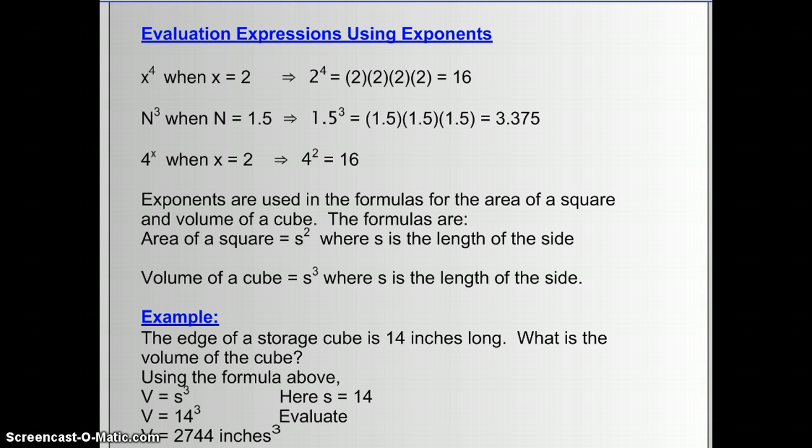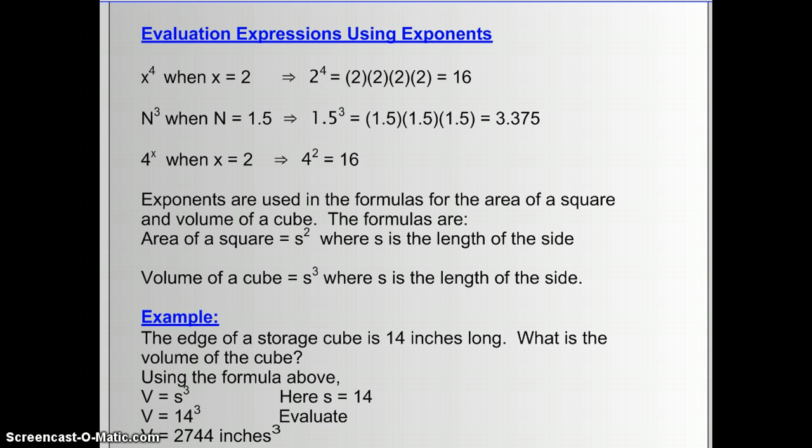Think of that. The square has all equal sides, and the volume of any kind of figure that's rectangular is always length times width times height. In this case of a cube, those numbers are all equal. So S is the length, S is the width, S is the height. That's why the volume is S cubed.